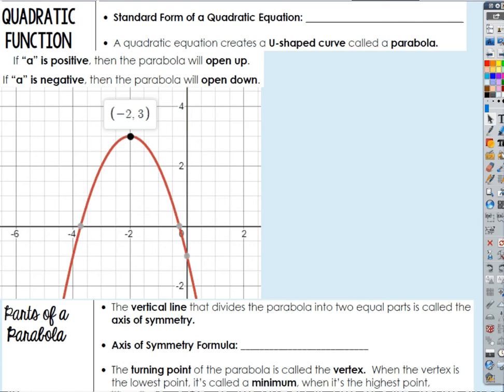I need just a quick check here. Give me 5 fingers if you're feeling really good about graphing absolute value functions. Give me 1 if you feel terrible, or somewhere in between. Oh, wow, okay, this is good. That's pretty good. Okay, so we're pretty good then.